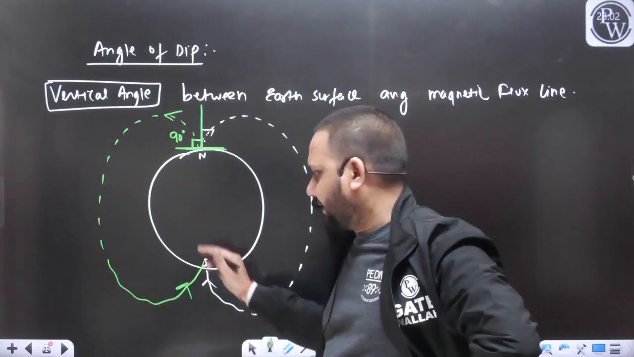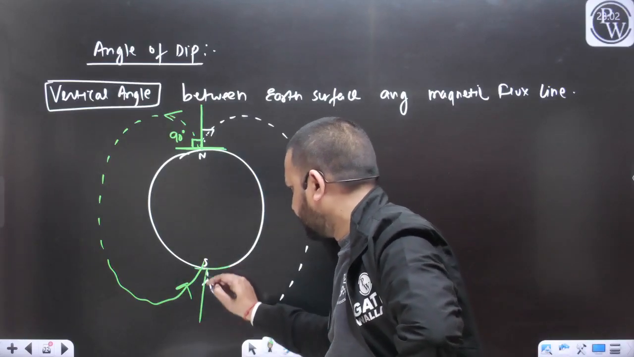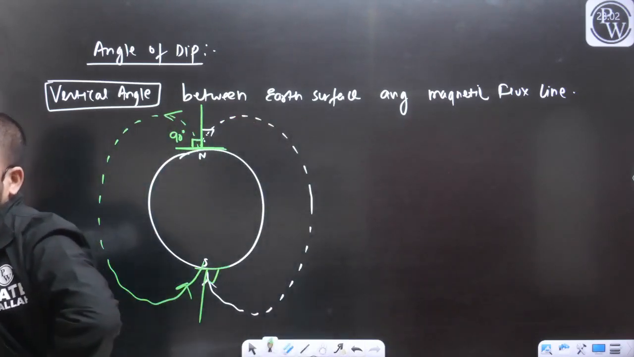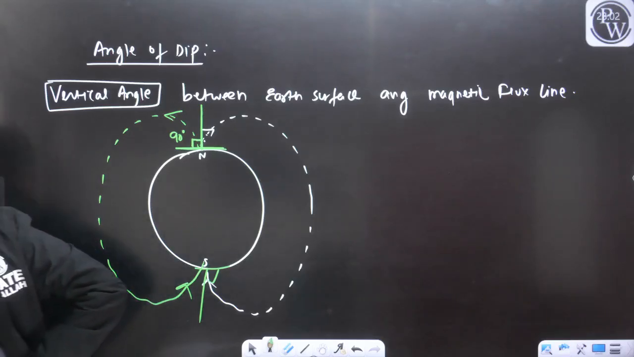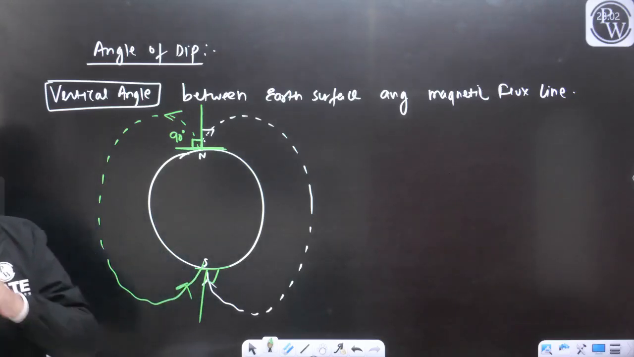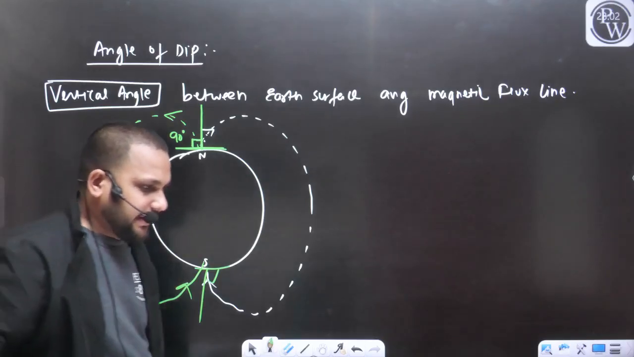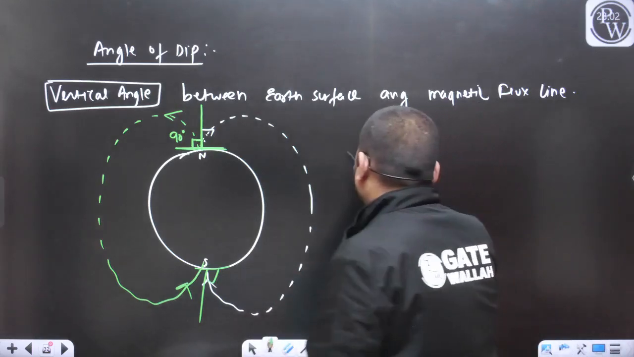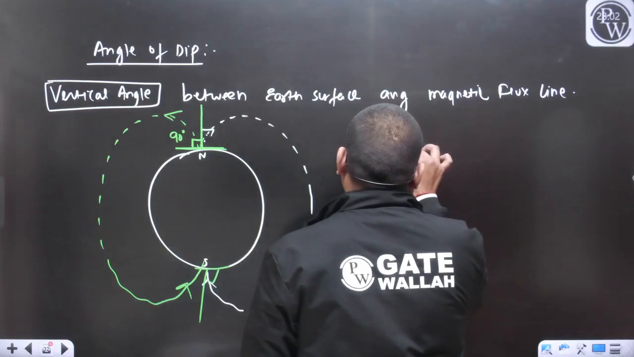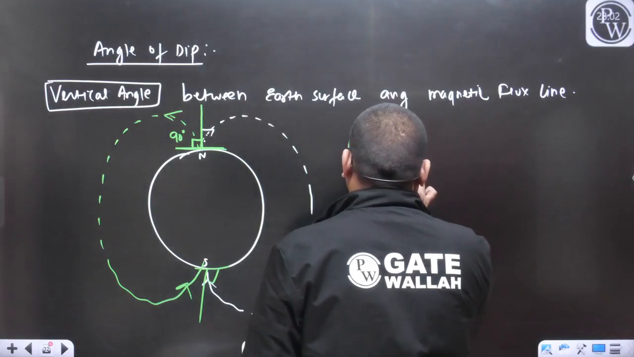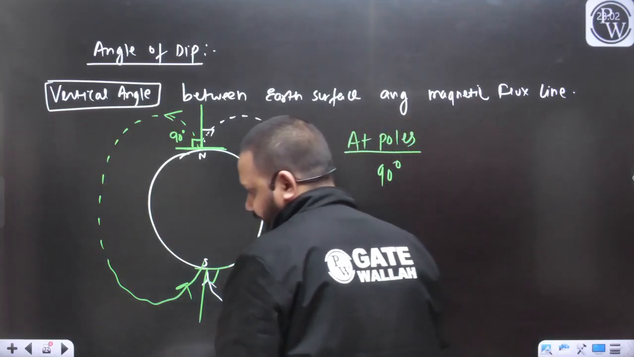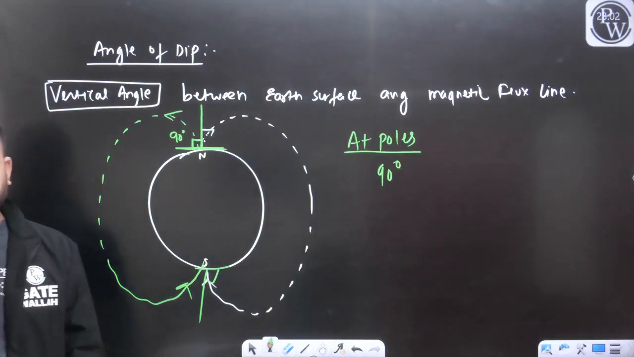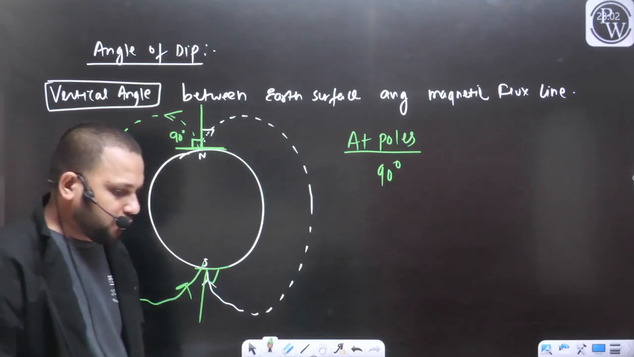Same story will be there in the case of South Pole also, yes or no? Tell me in the chat box. So can I say, if I talk about poles, at North Pole and South Pole, this angle of dip or angle of depression is going to be 90 degree.